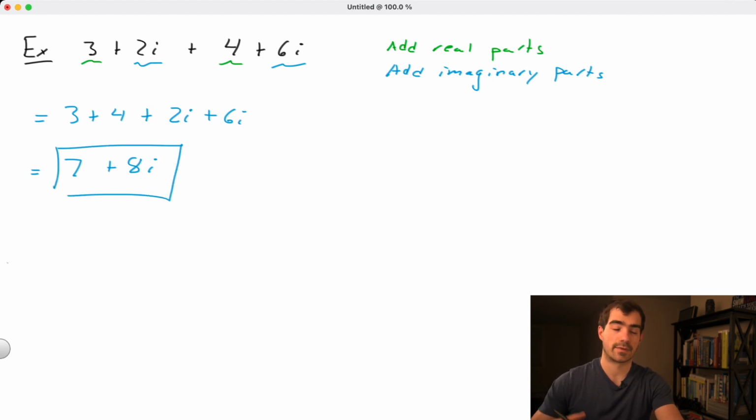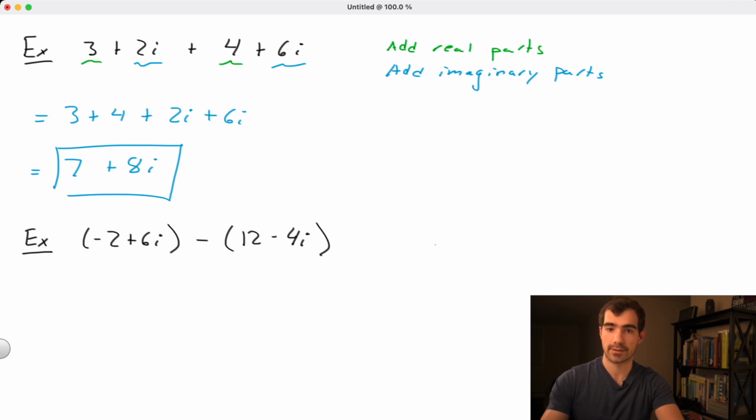And so our final result would be 7 plus 8i. And just like before with all of the previous algebraic objects we've worked with, this works identically with subtraction. For example, if we had -2 plus 6i minus 12 minus 4i, we could once again subtract by adding the real parts with the real parts and the imaginary parts with the imaginary parts, combining the like terms. In this case, of course, because we have these parentheses, it will be important that we distribute that negative. So I'll remind us here to make sure we distribute when needed, but otherwise this will work exactly the same as the previous algebraic expressions we've worked with.